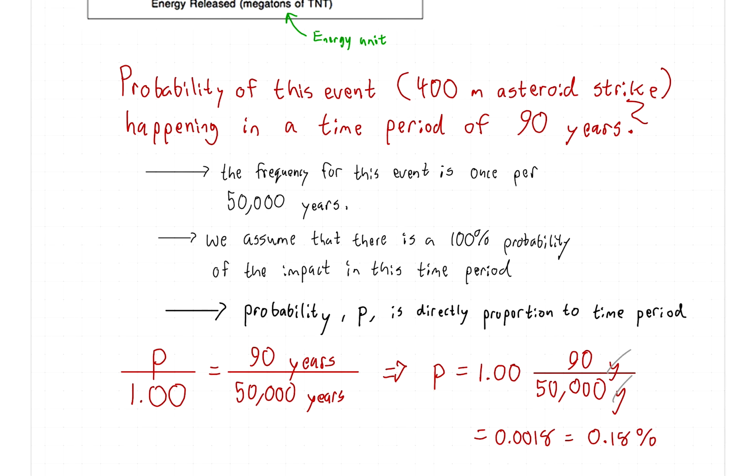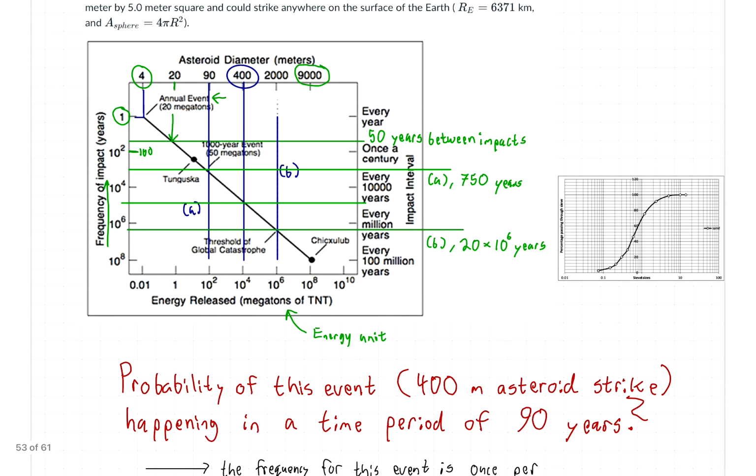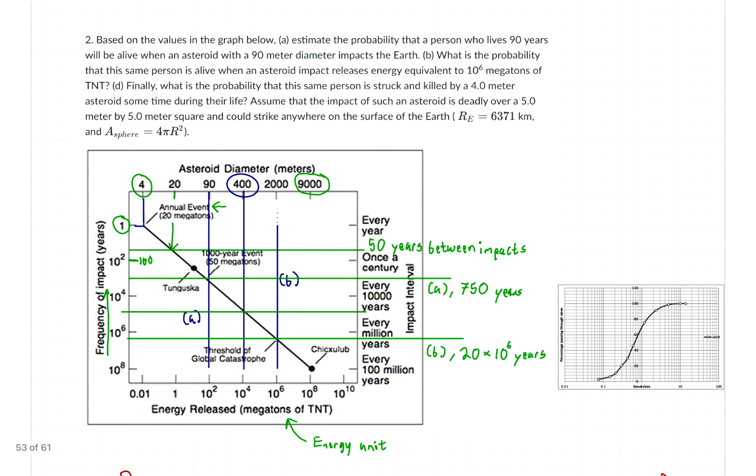So a small probability that this person will be alive when a 400-meter asteroid strike hits somewhere on Earth. Of course, there'll be a higher probability for the smaller 90-meter asteroid that you asked for in part A, and then a likewise smaller probability for the bigger asteroid, because probabilities go down as asteroid size goes up. Those are rare events for the really big asteroids to strike. All right, so you're going to take that same approach for A and B.